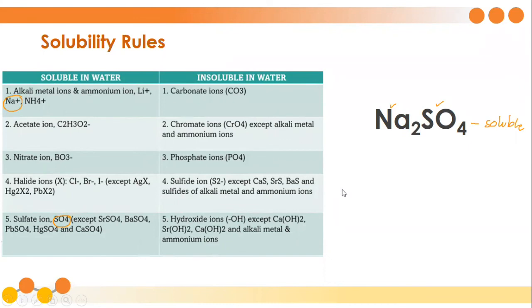Let's try another one. We have here silver nitrate. Silver is an exemption in our number 4, that which is soluble in water. But nitrate, on the other hand, is soluble in water. Here are our nitrate ions. These are soluble in water. Thus, this makes our compound soluble in water. So familiarize yourself with some of the exemptions from the ions that are also involved.